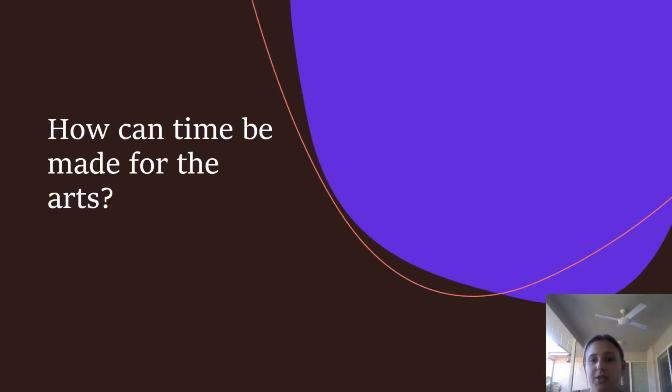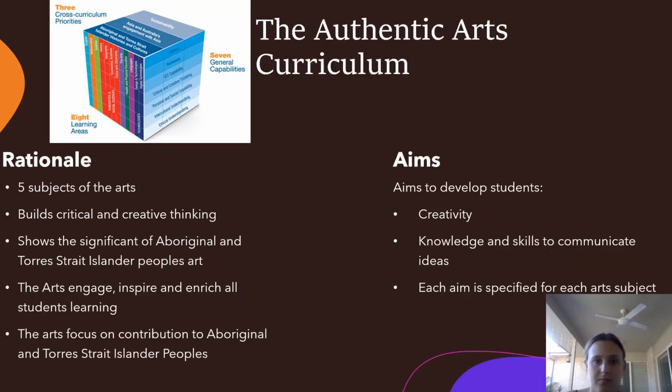Welcome to my presentation. Today I will be answering the question, how can time be made for the arts? The Authentic Arts curriculum is made up of 5 subjects: media arts, visual arts, dance, music, and drama.